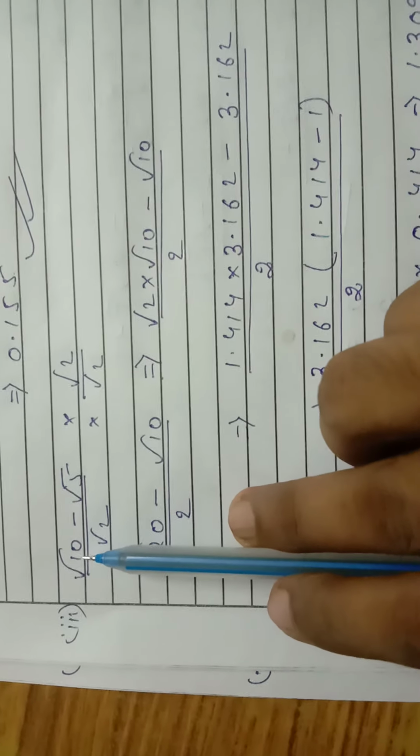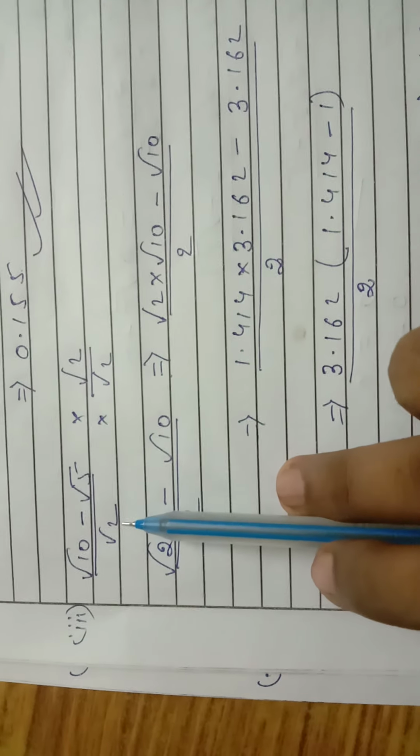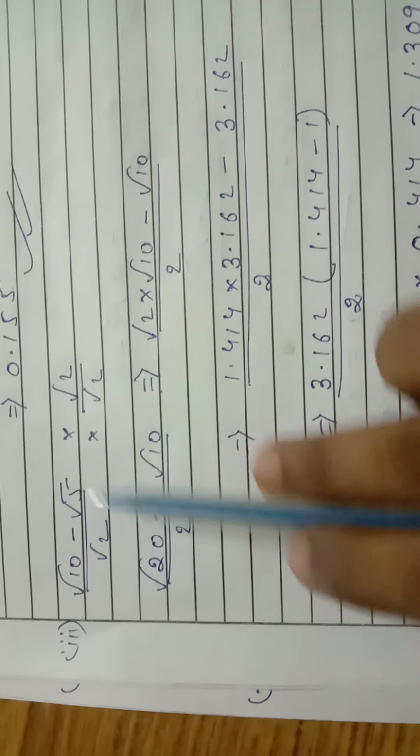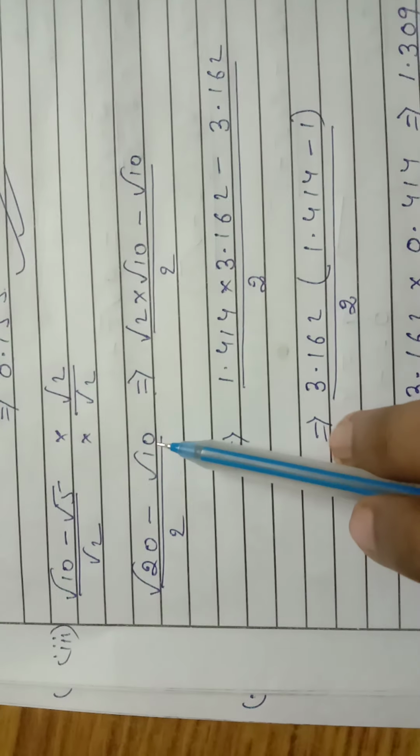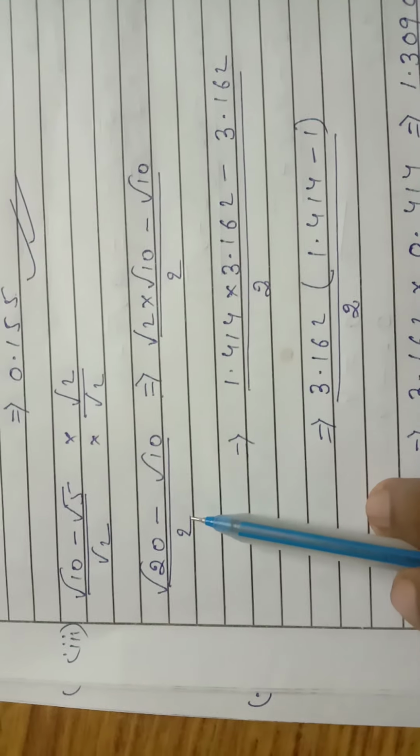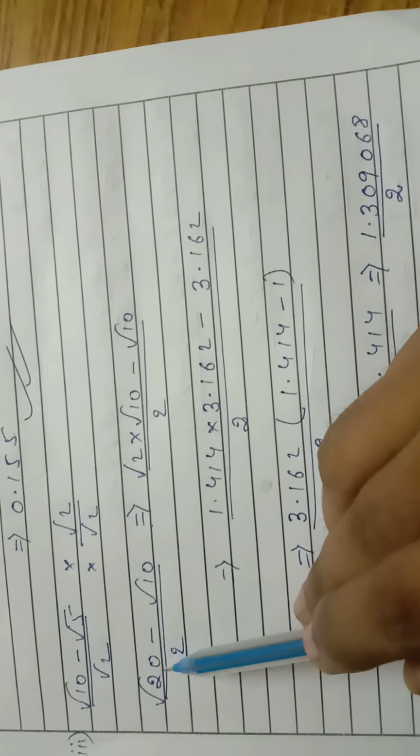Look here, same way, question number 3: root 5, 10 minus root 5 by 2. The root is 2 here. Multiply by the same number. 10 twos are 20, 5 twos are 10, and root 2 times root 2 makes 2 here. So the value of 20 is not given.